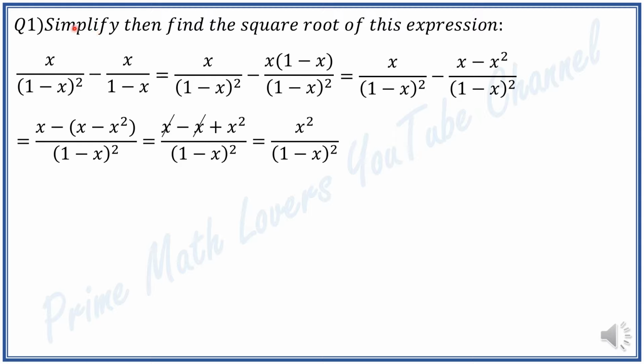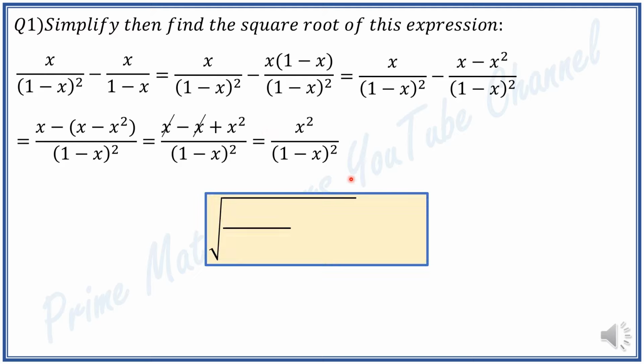The problem asks us to find the square root of the expression, so we need the square root of this, which is very simple. The square root of our expression, x over 1 minus x squared minus x over 1 minus x, is equal to x over 1 minus x. The square root of x squared will be x, and the square root of 1 minus x squared will be 1 minus x.